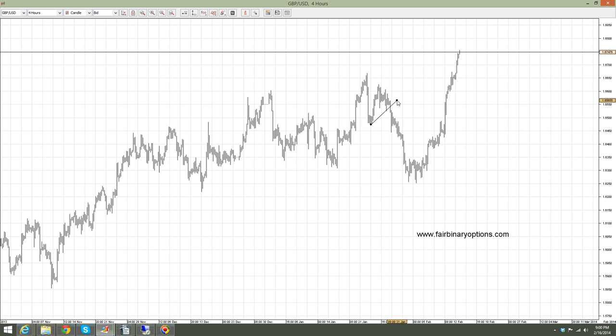this is a contracting triangle like this. Let me change the color for these lines. Let me make it blue like this and like this. So this is a contracting triangle, and the end of this contracting triangle, so A, B, C, D, E, should be the target, all right? This should be the target of any potential move to the downside.